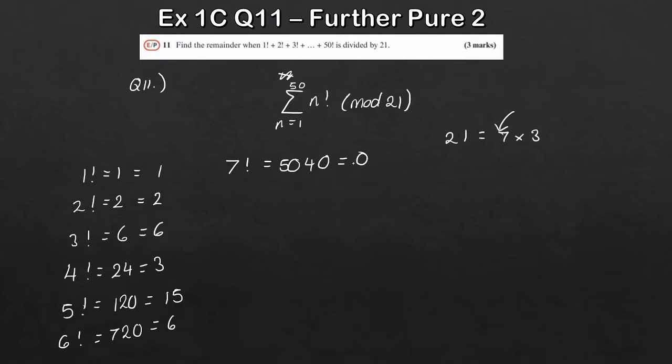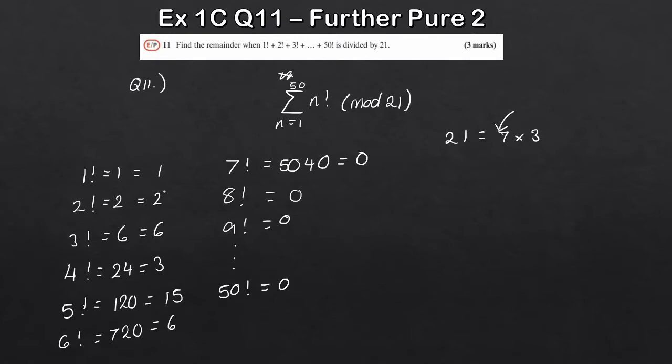So that's the key point there. Every factorial after this is going to be congruent to 0 mod 21, all the way down to 50 factorial, which will also be equal to 0. So from 7 onwards, we forget about it. The question essentially just runs from 1 factorial to 6 factorial. The reason they're all equal to 0 after this is because they all contain 7 factorial. They've all got that factor of 7 times 3.